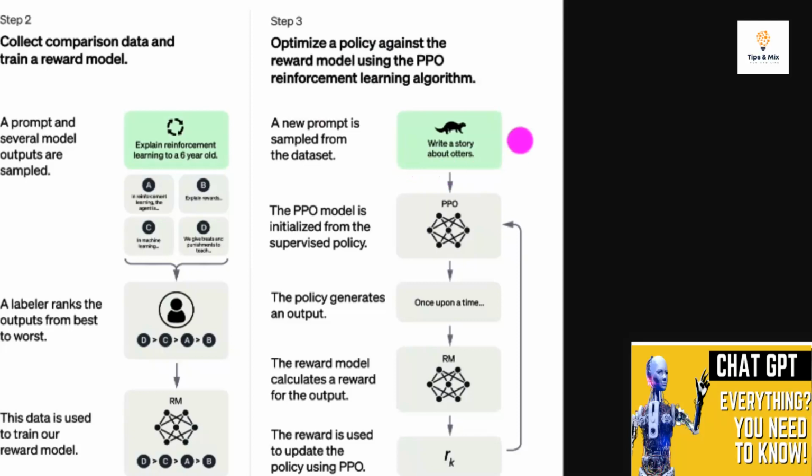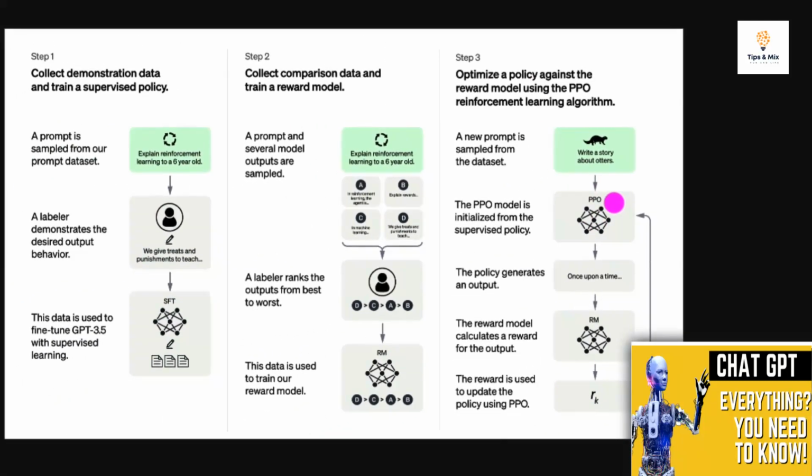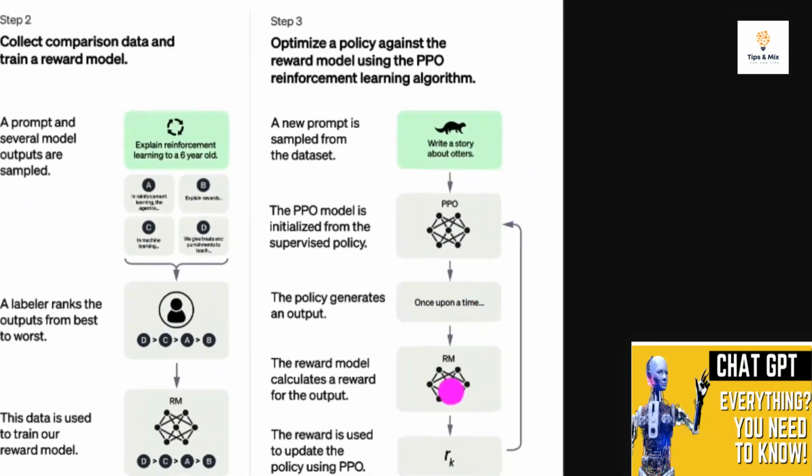And now in step 3, we'll take an unseen prompt, pass it through a copy of the supervised fine-tuned model, and then we are going to generate a response. And this response is passed through the rewards model to get some rank that quantifies how good this response was. And now this rank is actually going to be used to further fine-tune our fine-tuned model. And the way that it's done is that this rank is going to be used in the loss function of this model to backpropagate some updates to the parameters.